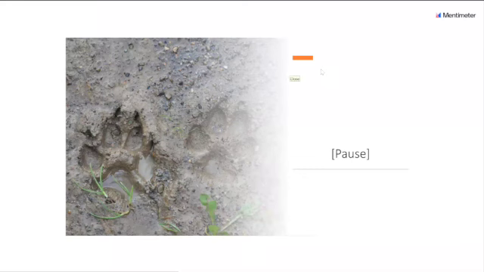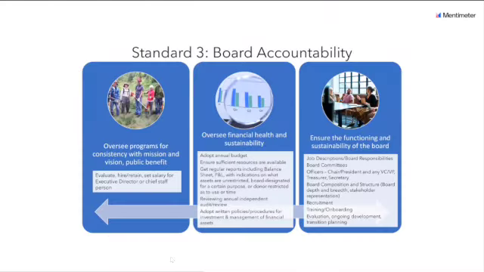Okay, so moving on to standard 3, this is where we get into the real meat of board service. This standard outlines the board's responsibility for program oversight, ensuring financial health, and ensuring the organization's current and future stability by investing in itself. Note that for organizations with staff, an important way of overseeing programs is through oversight of any executive staff, who would in turn then be responsible for overseeing the remaining staff, right?